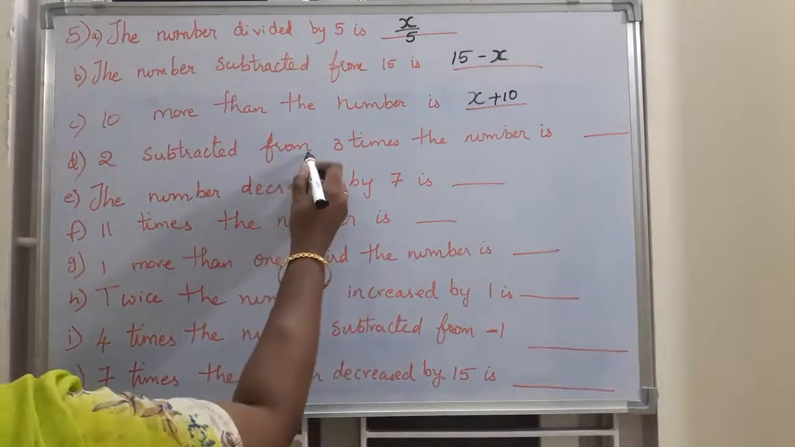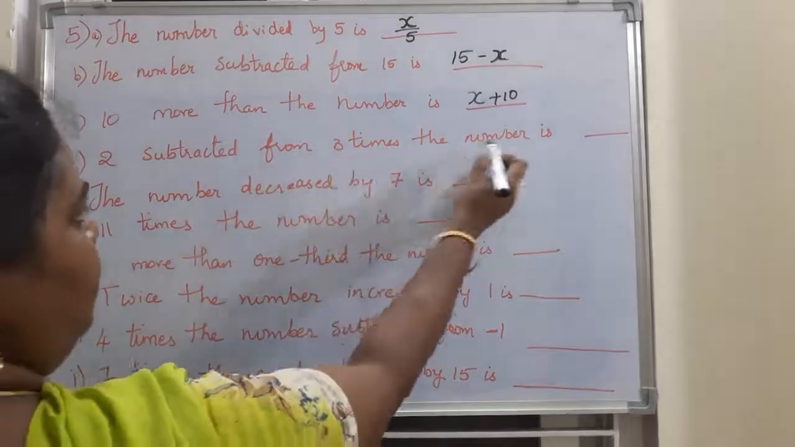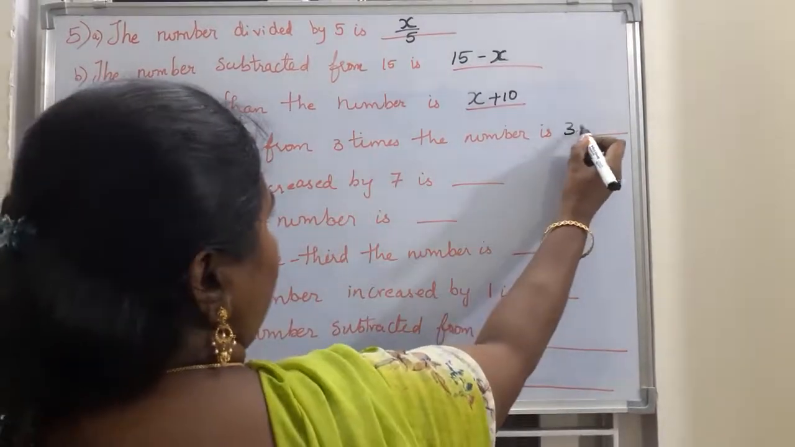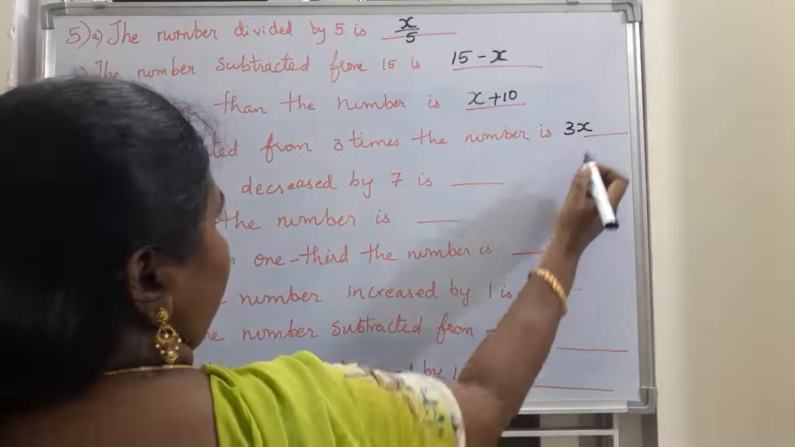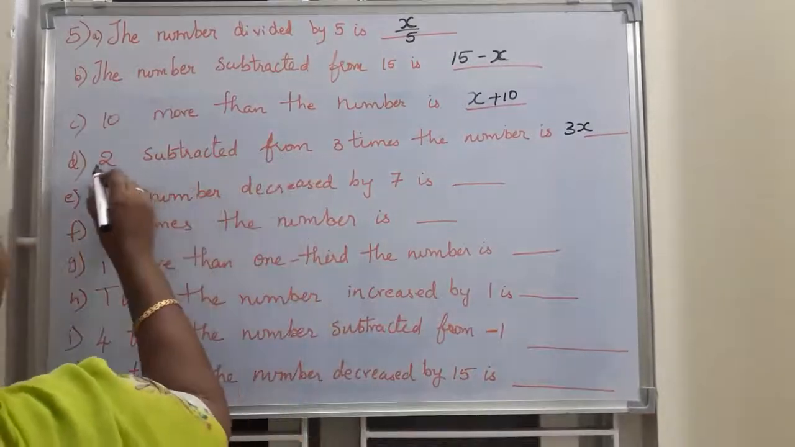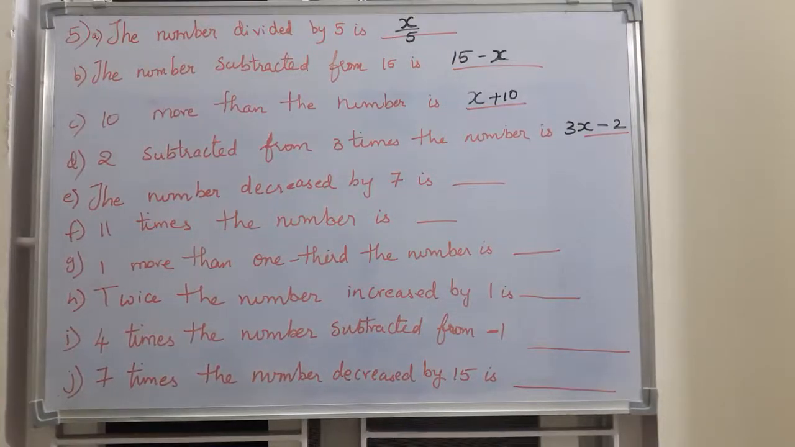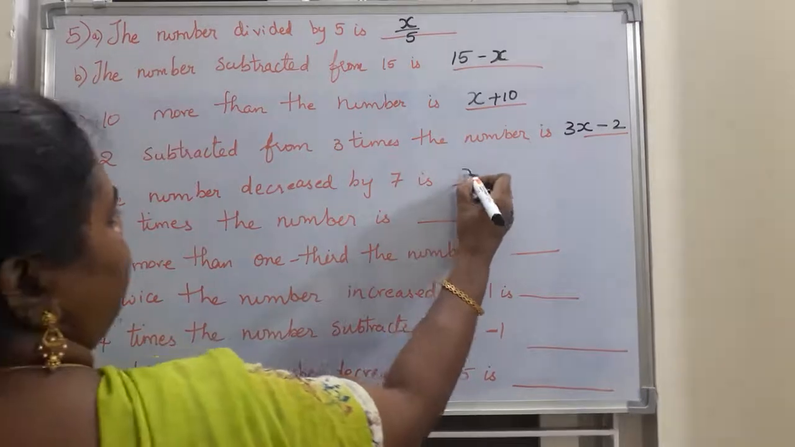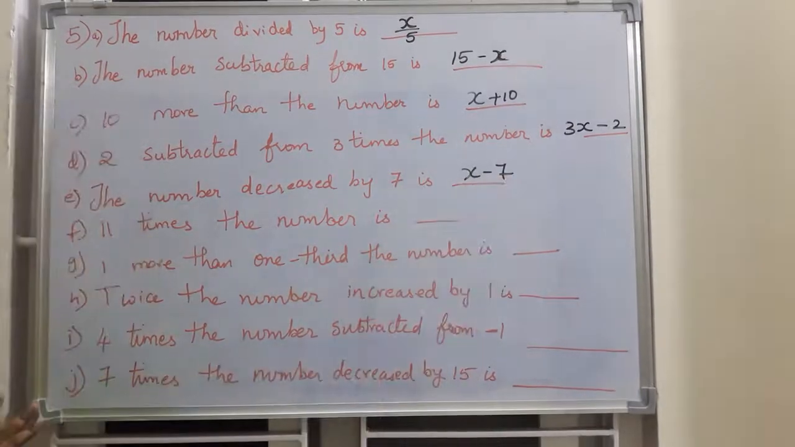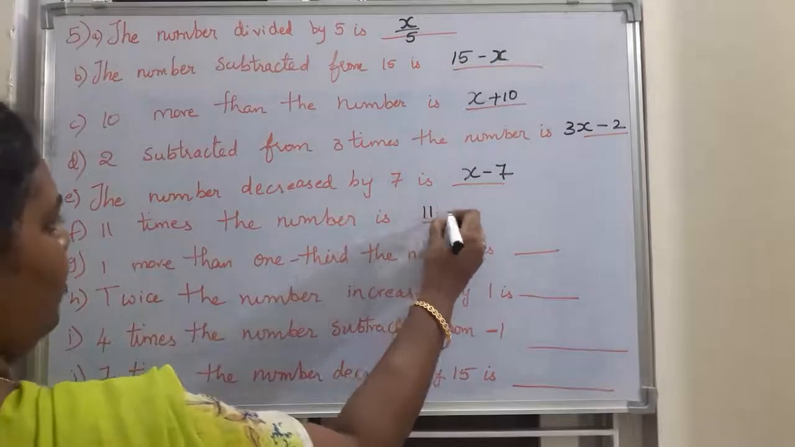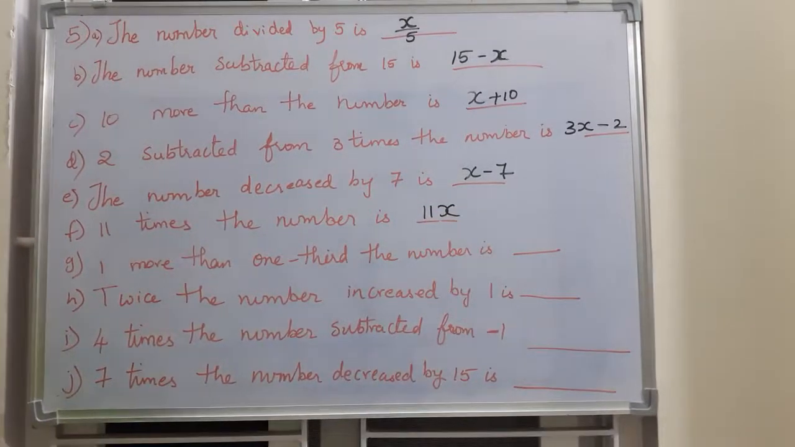Next, 2 subtracted from 3 times the number. Be careful: from 3 times the number. 3 times the number means 3x, or 3 into x. From this you have to subtract 2, so 3x minus 2. Next, the number decreased by 7. Decreased means subtraction, so it is x minus 7. Next, 11 times the number. Times means multiplication, I have told you. So it is 11x, or 11 into x.